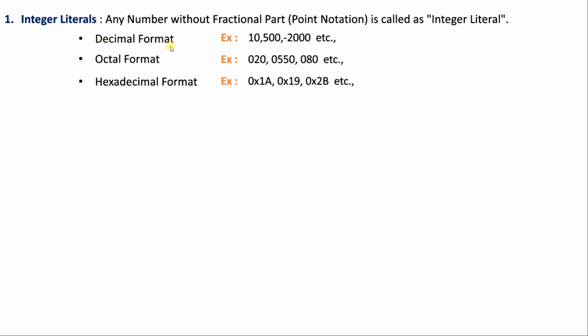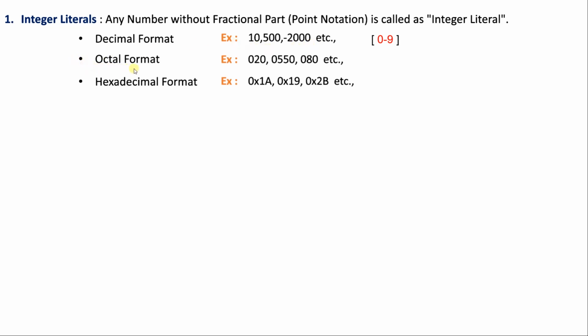Coming to this decimal format, it is represented with base 10. This decimal format consists of a combination of numbers from 0 to 9. It is the general way of representing the numbers, that is the numbers that we see in our daily life. See here in this example 10, 500, minus 2000, etc. These are the numbers that we generally use in our life.